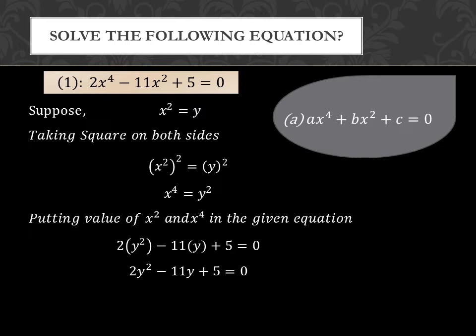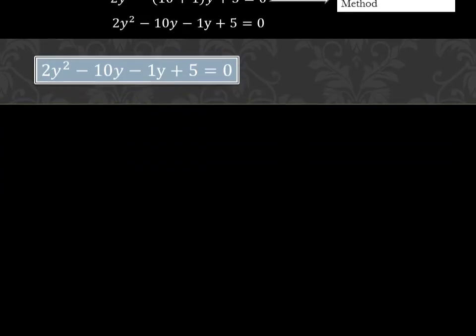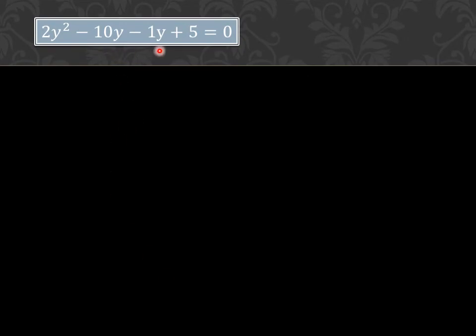We can take common if there is any, but we cannot see any common digit here. So what will we do now? We will break the middle term, and we have already explained the middle term break method in the previous exercises. So 5 times 2 is 10, so we must have 10 in the bracket. So 10 into 1 is 10 and 10 plus 1 is 11. Opening the brackets, we will get 2y^2 minus 10y minus 1y plus 5 equals 0 because there was a minus sign outside the bracket, so the sign inside the bracket also changed. So that was the last step of the previous slide.